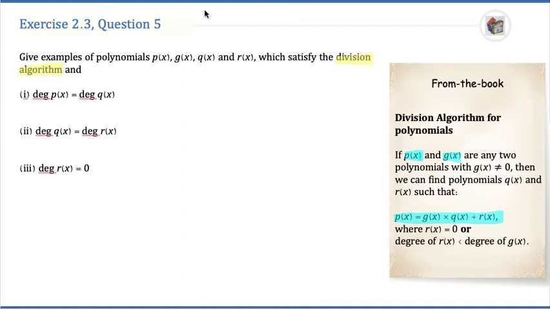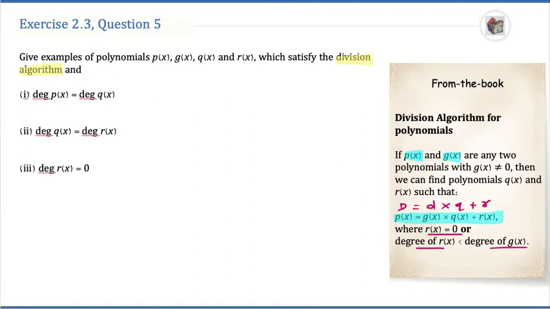And what this relationship is saying is that the dividend is equal to divisor times quotient plus remainder. The remainder can either be 0 or its degree will be less than the degree of g(x). It can never be equal or more. So this is about the remainder and the divisor, not about any other things.